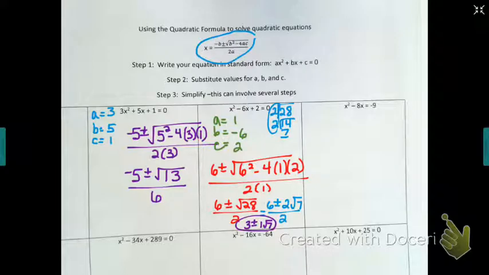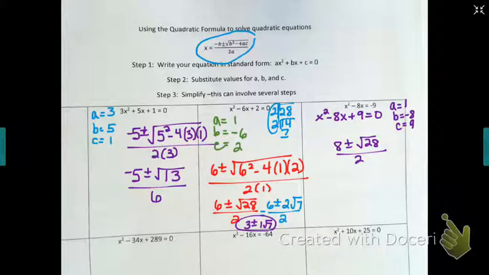The three numbers, or the three things, all have to be on the same side. So what I have to do first is bring that 9 over, so I have to add 9 on both sides. And once I bring it over, now it's the right kind of problem. It has to say equals 0 in order for you to solve it this way. Okay? So I know that A is 1, B is negative 8, and C is 9.